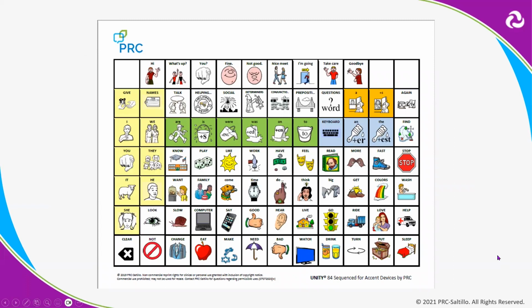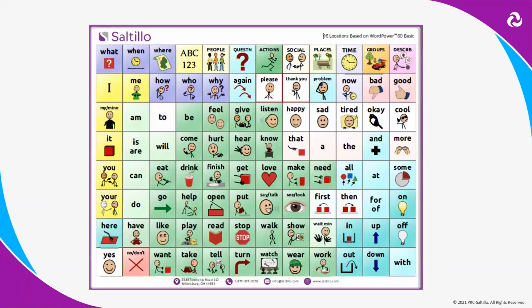The other pieces of the handouts, you're going to find some manual boards. So we have a Unity sequence. There's also a Lamps for Life manual board and a Word Power 60 basic. It's 96 locations because it has some of the other words like question words on that homepage and more core words, but it's based off of that Word Power 60 basics.